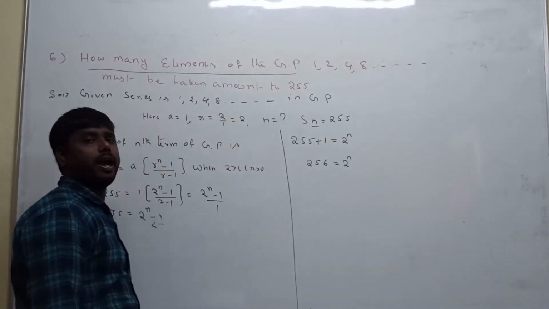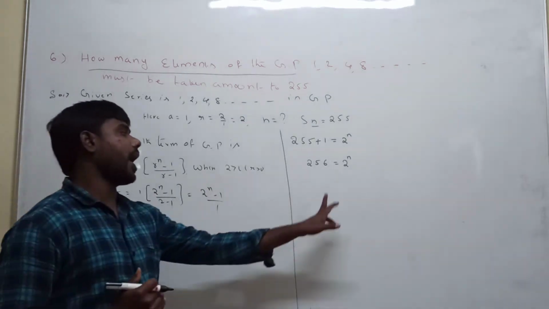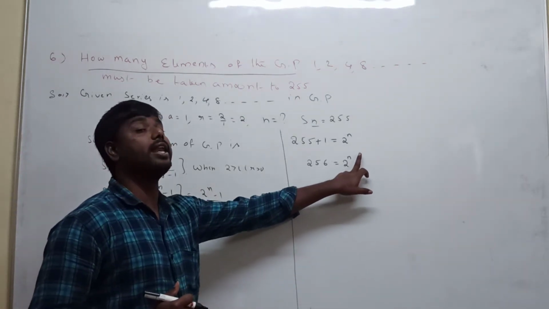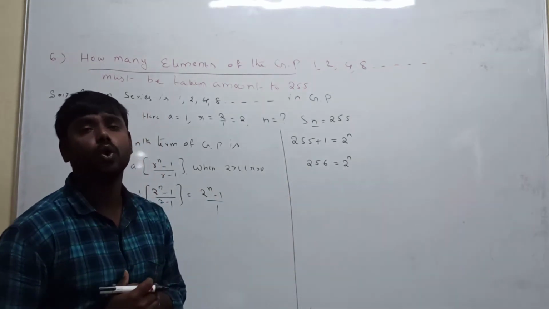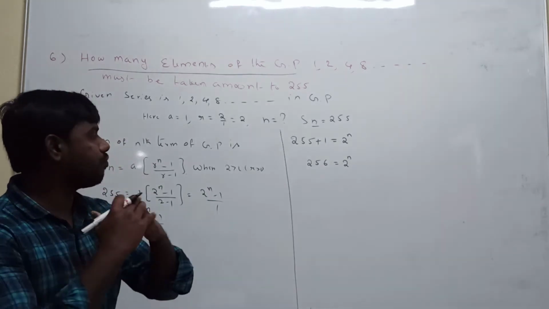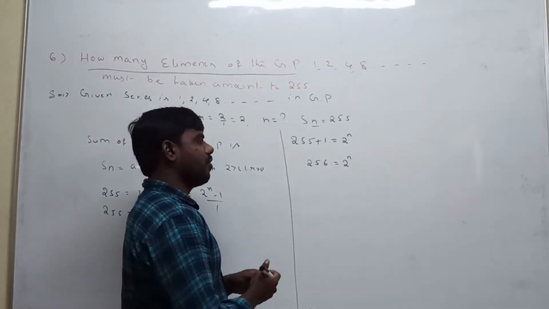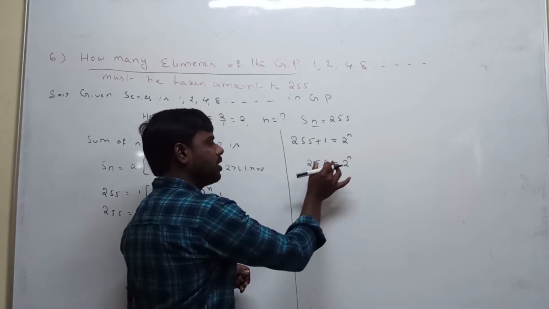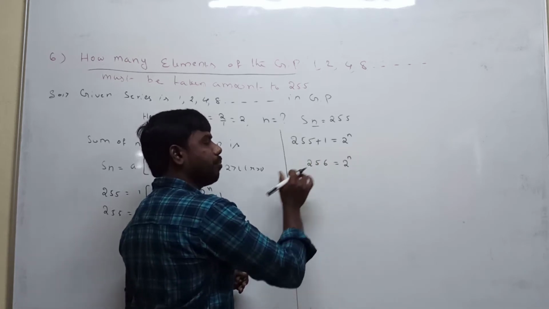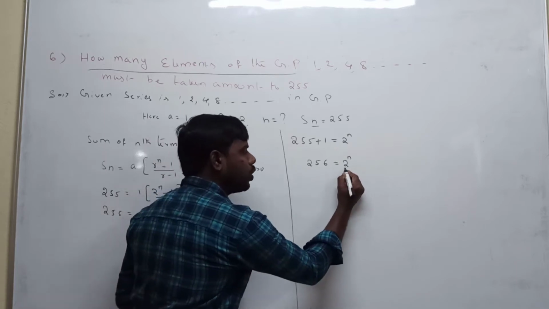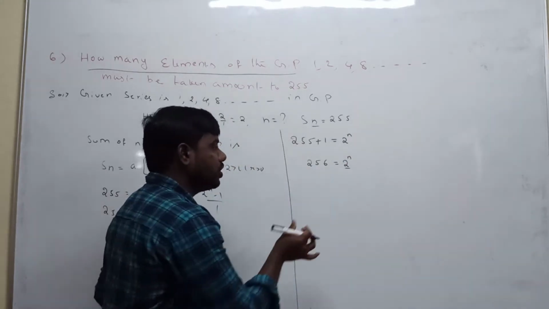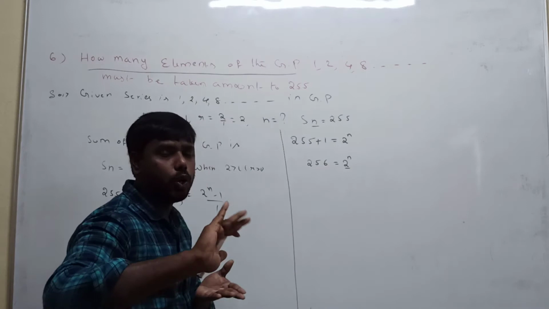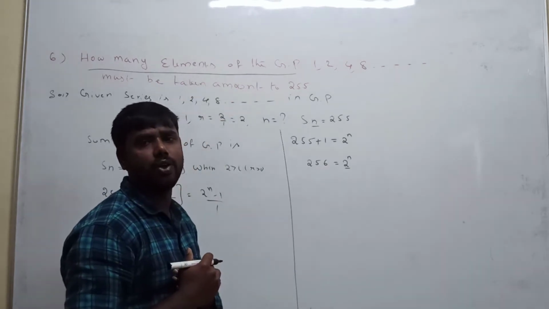How to find the n value? On the right hand side, 2 power of n is there, and on the left hand side the value is 256. To find the n value, whatever is on the left hand side, you convert it into a power of the same base as the right hand side. The right hand side is 2 power of n, so we also convert 256 into 2 power of some n value.